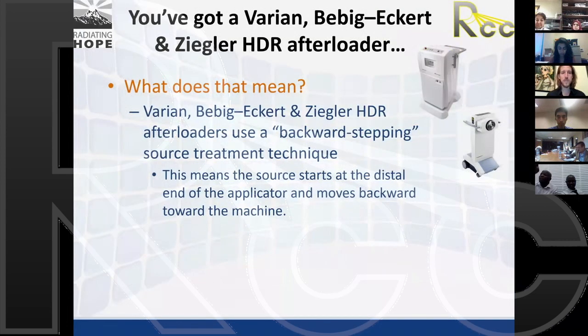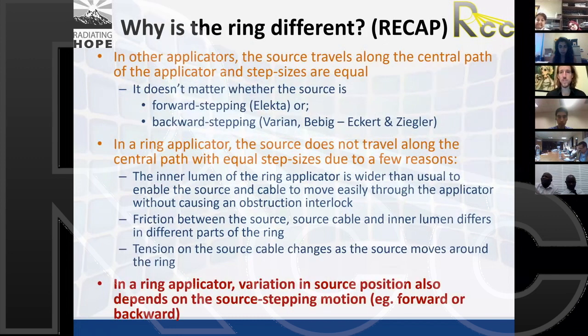Okay, so stepping backwards, these are typically Varian or Bebig afterloaders. What does that mean? Basically, the source starts at the distal end of the applicator and moves backward towards the machine. Okay, why is the ring different? Just a recap from Claire. The source travels along this. I won't recap this. This is all stuff that Claire talked about, why rings are different.